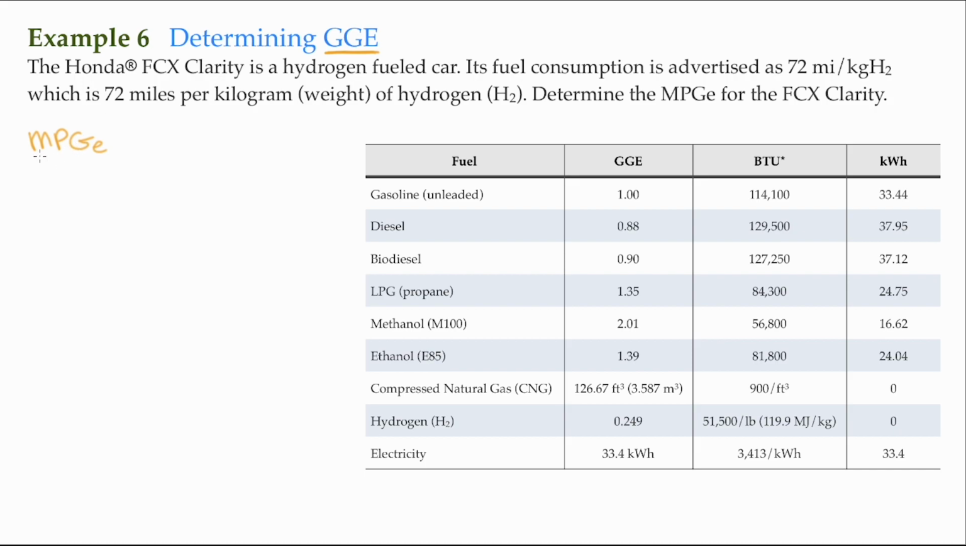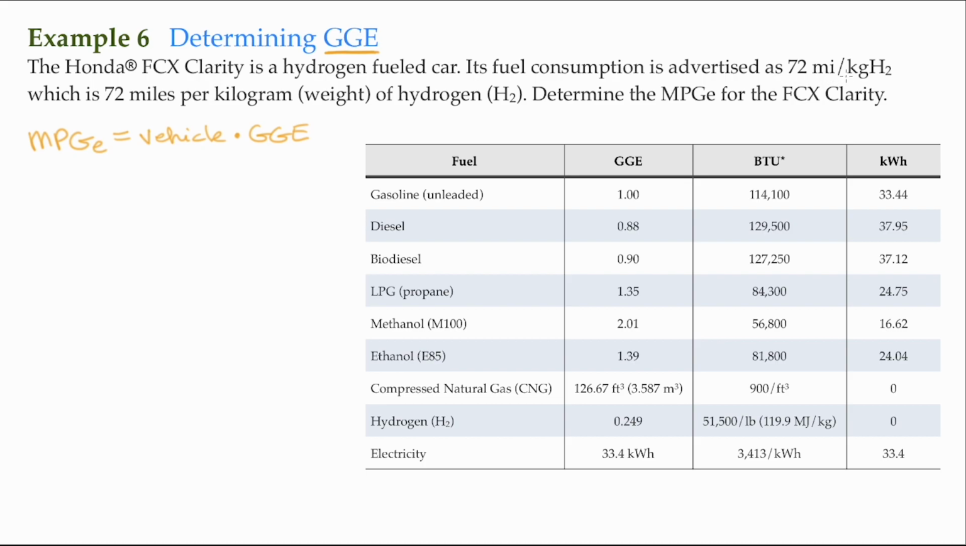So we take the MPGE, the miles per gallon equivalent, and that's going to be equal to whatever the vehicle advertises its alternate fuel gets. And then we multiply it by the GGE, and the GGE is listed here for these other alternative fuels. So, for this example, it says the Honda FCX Clarity is a hydrogen-fueled car. Its fuel consumption is advertised as 72 miles per kilogram of hydrogen, which is 72 miles per kilogram. That's in weight of hydrogen. Determine the miles per gallon equivalent for the FCX Clarity.